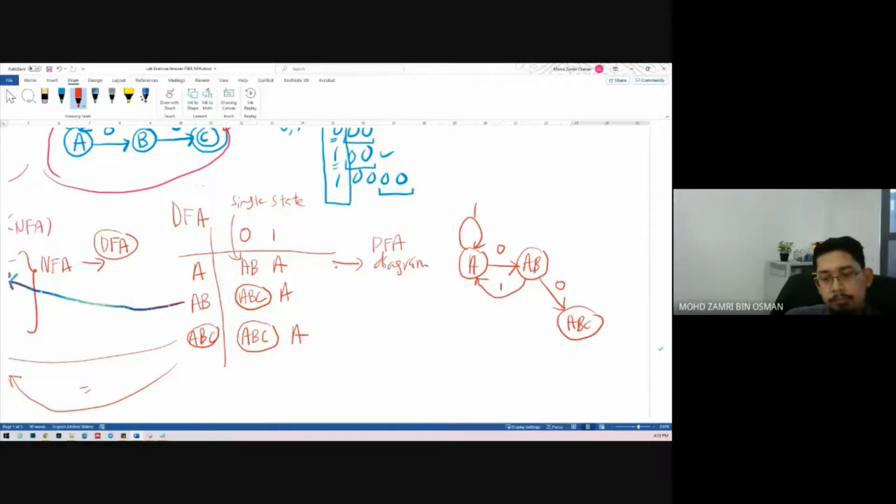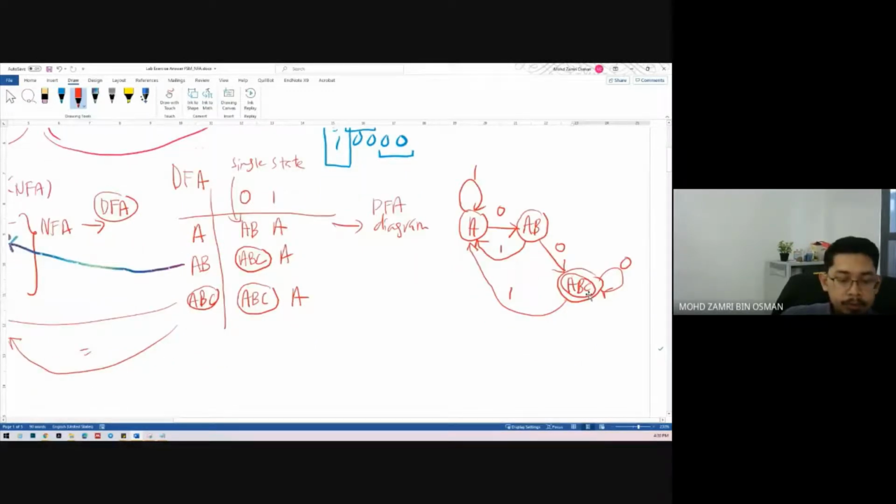The last one here is ABC, and ABC refers to itself again, and this one is the dead state. So that is 0. And we have ABC transitioning to A, with 1. This one is 1, of course. So we have a diagram here, and it looks like this.